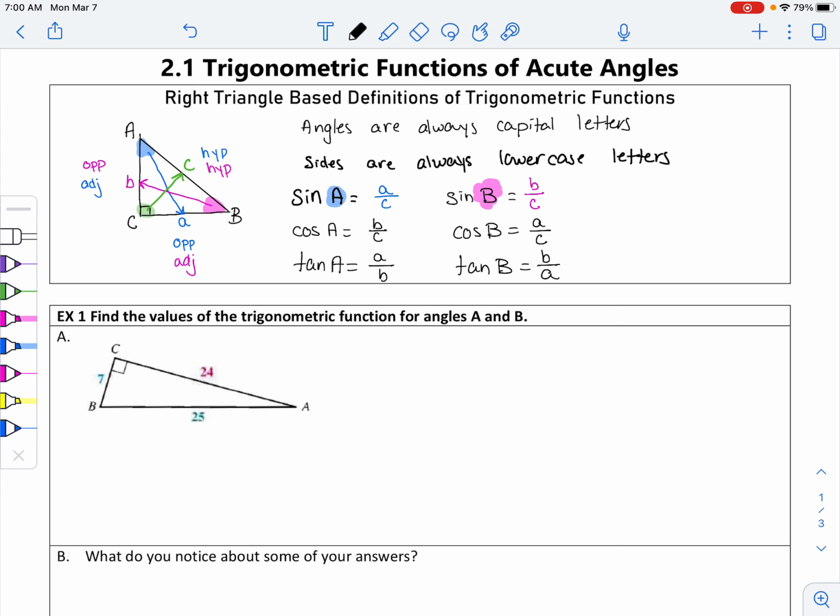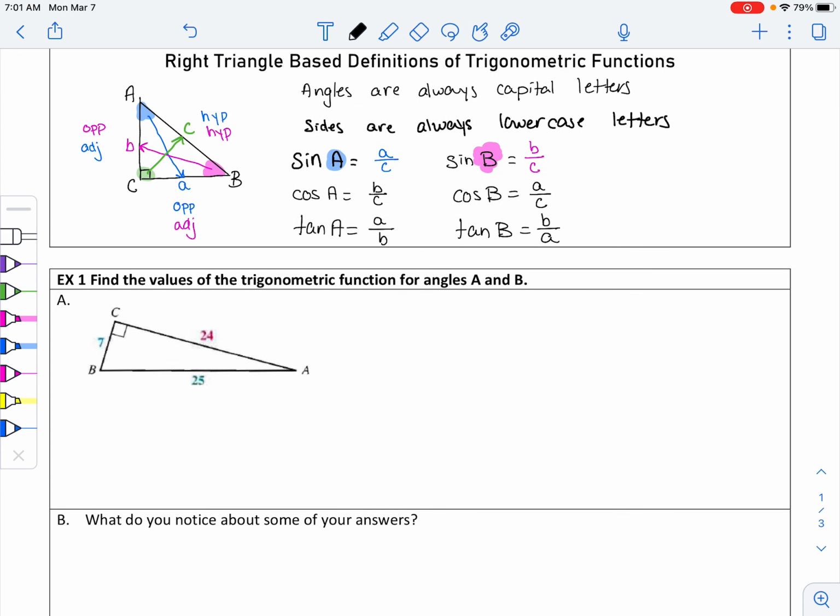So we are finding the values in example 1 of the trig functions for angles A and B. We're going to go through it. We've got sine of A, we're going to find cosine of A, we've got tangent of A, and we're going to do their reciprocals: cosecant, secant, and cotangent. All of this is going to be done from angle A. From angle A, I'm going to label this as my opposite and this as my adjacent. And I know that 25 is my hypotenuse for a couple of reasons. One, it's the biggest. And two, it's across from the 90-degree angle.